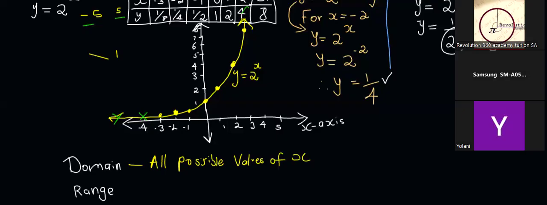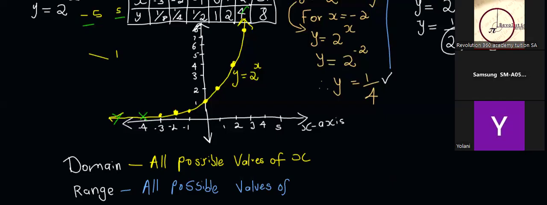All possible, sorry for my handwriting, let me try to fix it. All possible values of y. So that's why you find when they're asking you what is a domain.